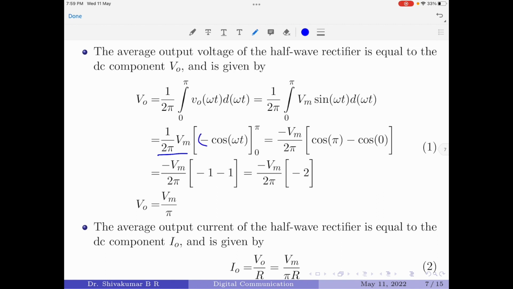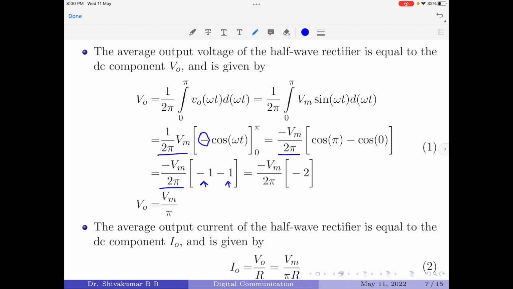I will take this minus symbol outside, so this will become minus Vm divided by 2 pi multiplied by, let us now apply the limits over cos omega t, so it will be cos pi minus cos 0. In the next step, I have written minus Vm by 2 pi as it is, cos pi is equal to minus 1 and cos 0 is equal to 1. So, this will be minus 1 minus 1. This will reduce into minus Vm by 2 pi into minus 2.